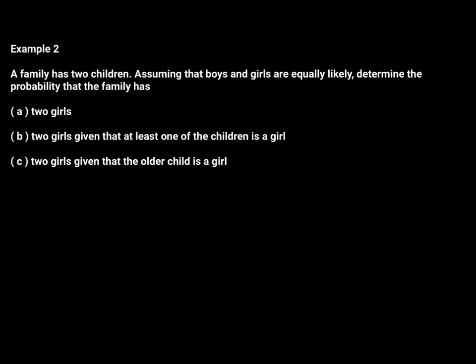Our next example says a family has two children. Assuming that boys and girls are equally likely, determine the probability that the family has two girls. Of course there's part B and C, but let's just focus on part A right now. To determine the probability that both children are girls, let's use a tree diagram. Let's do it.